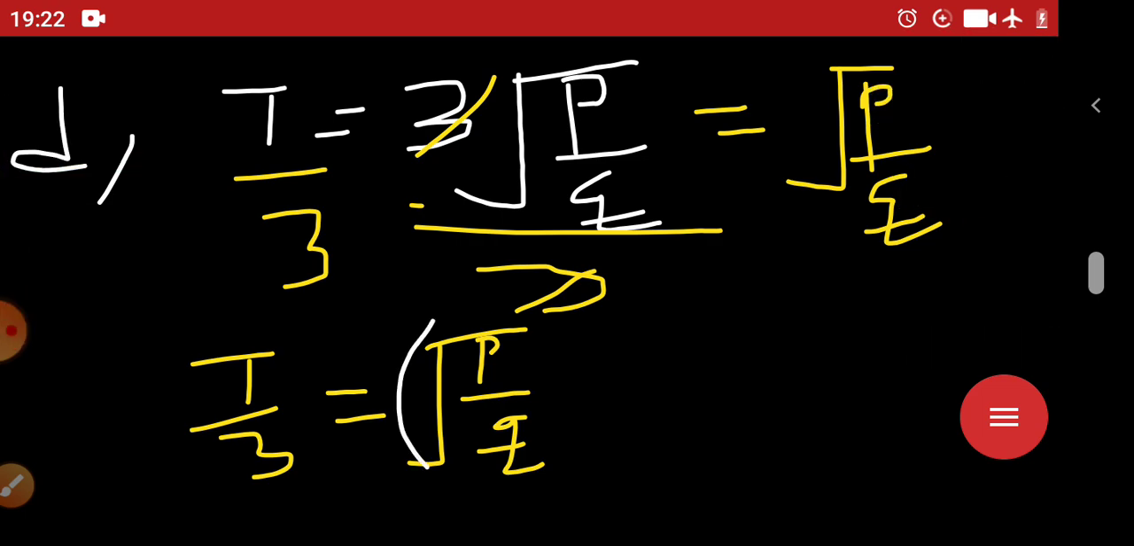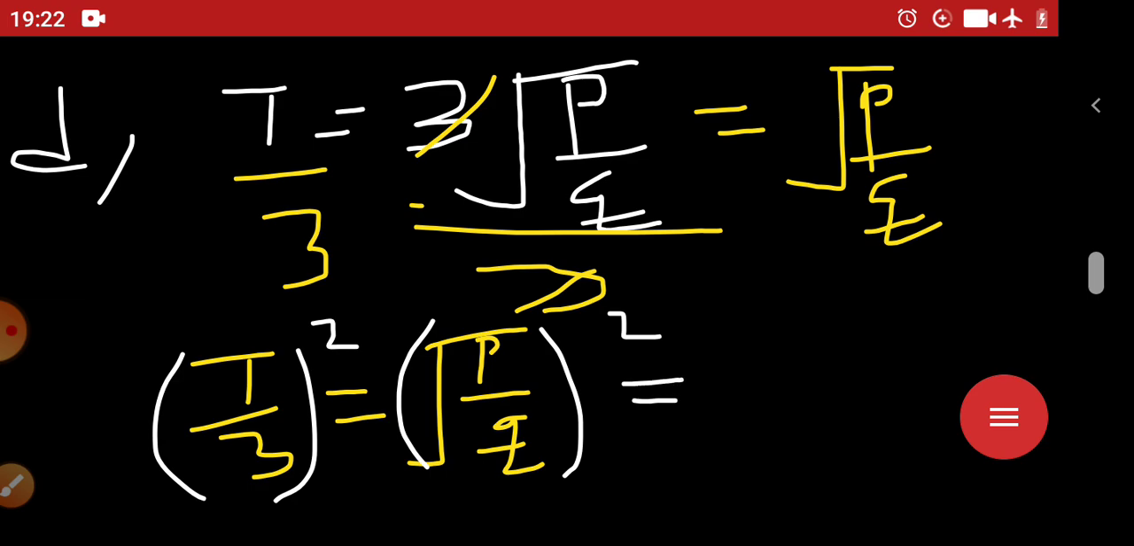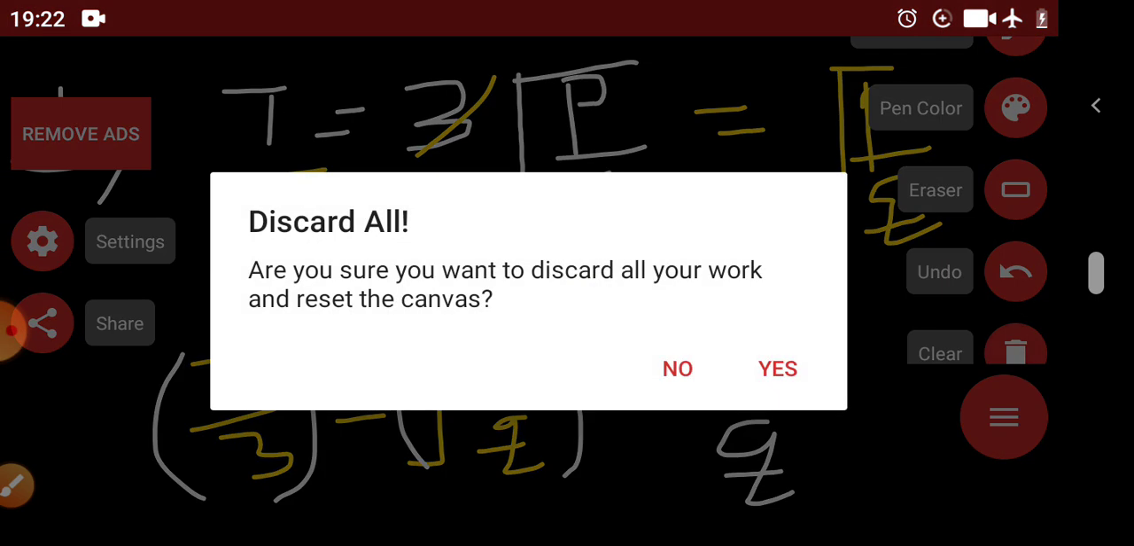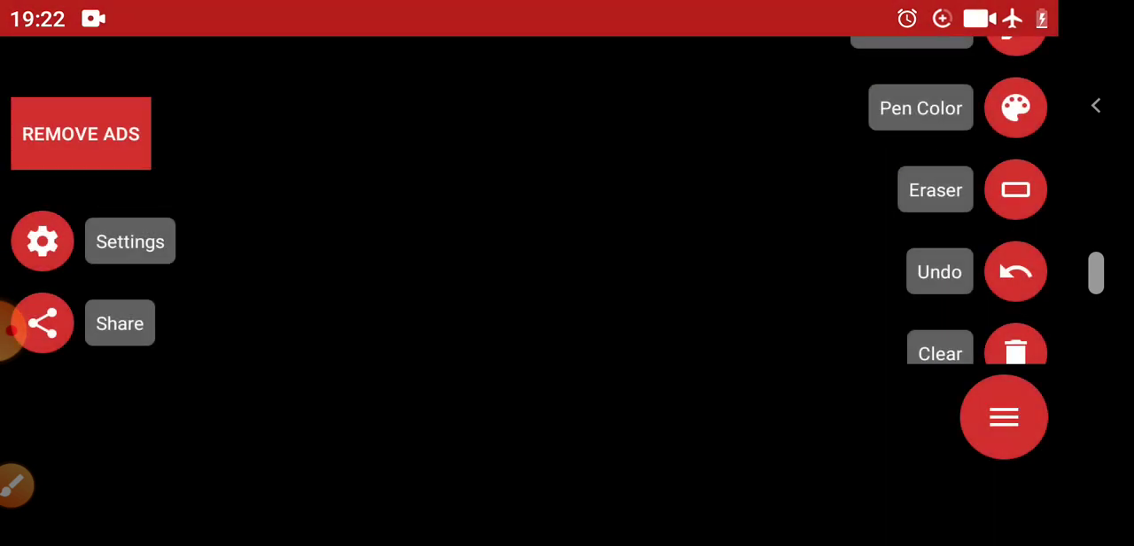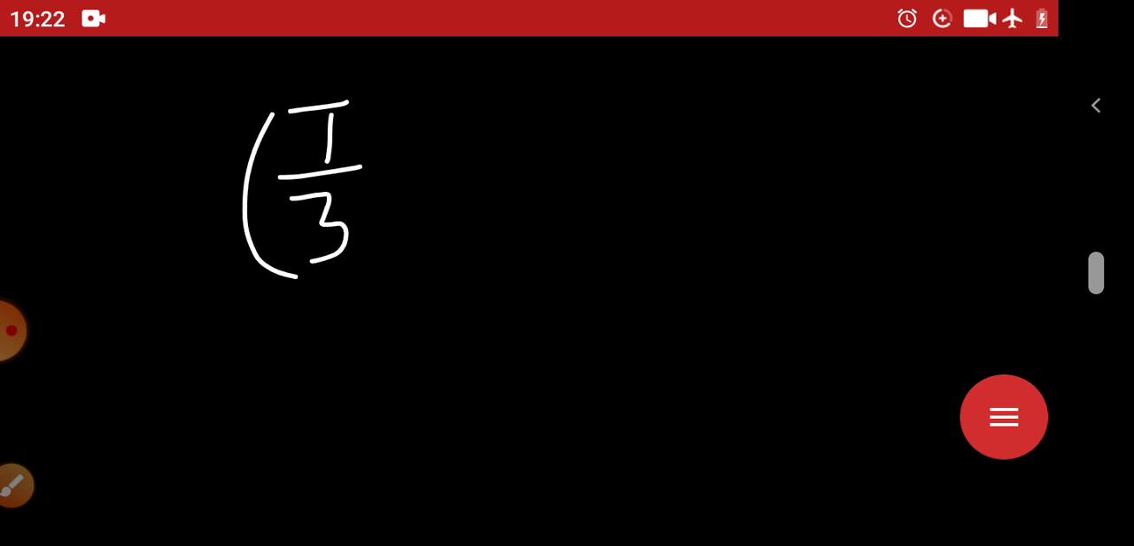So that means that you put this to the power 2, put this to the power 2. So you do that both sides. So if you do that, the right hand side will have p over q, and then you'll have t over 3 all squared is equal to p over q.